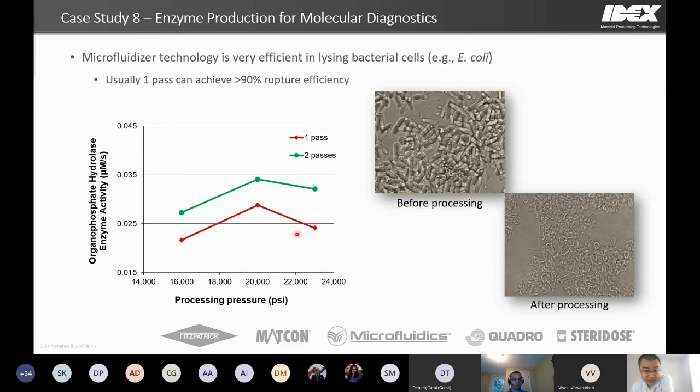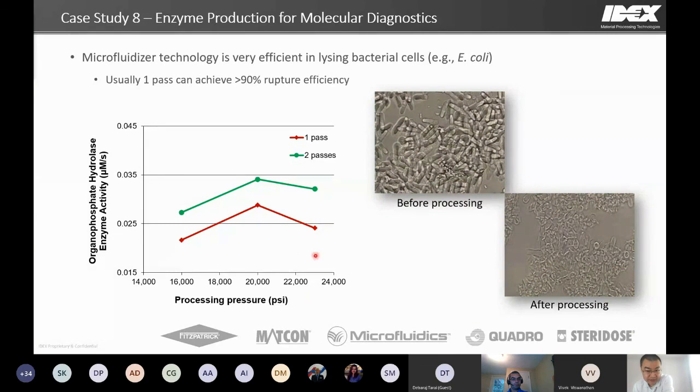And also, if you look at the product recovery for the enzyme here, 1 or 2 passes at medium pressure, which is 20,000 psi in this case, give the highest enzyme recovery. With 2 passes, we achieve the best overall results. And increasing process pressure starts to decrease the yield, which means you may start to degrade the proteins at this point. So the optimum pressure to rupture E. coli for this particular product is about 20,000 psi.